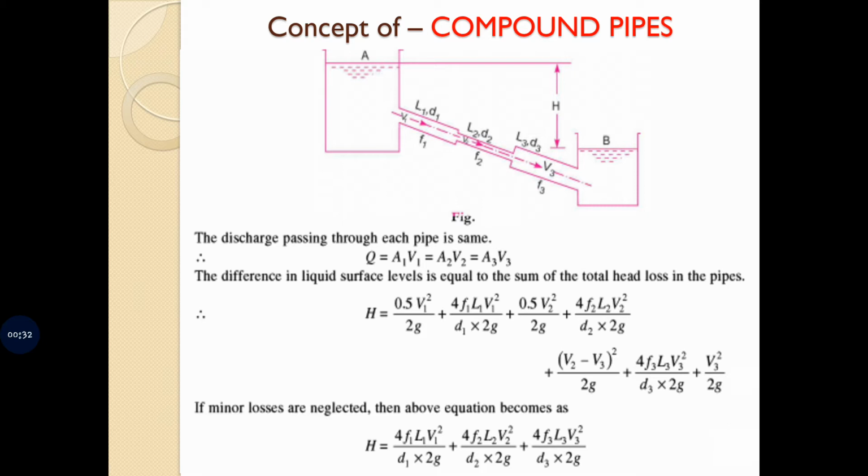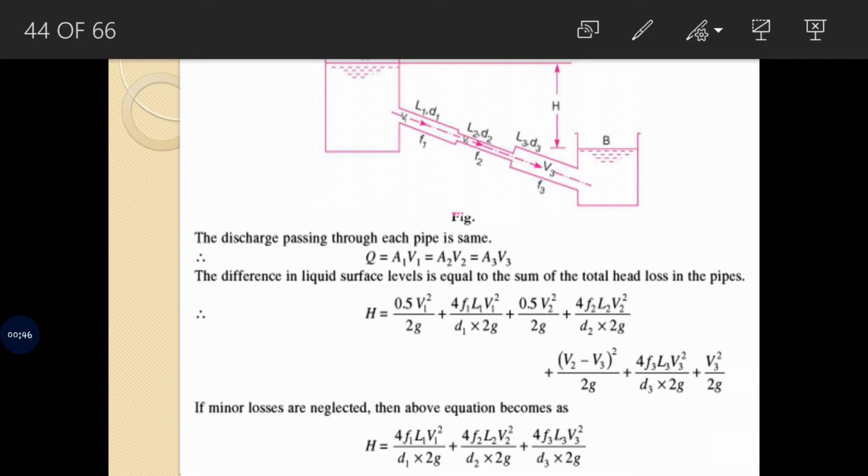Compound pipe is a pipe where a number of pipes with varying length and varying diameter are connected to each other. The difference between the water surfaces in the two tanks is nothing but the head loss. So, head loss is the difference between the two water levels which can be measured over here. Now, here we have two conditions which we need to consider. The first is going to be for discharge.